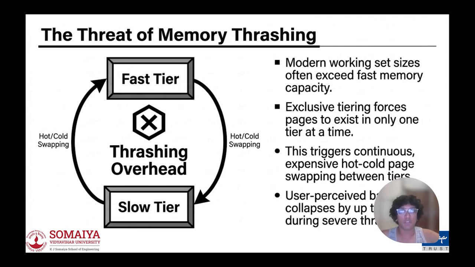The existing approach is what's called exclusive tiering. A page lives in exactly one tier at a time. If a page is hot, it goes to fast memory. If it cools off, it gets demoted to slow memory. The problem is, in real workloads, the working set size frequently exceeds the capacity of fast memory. When that happens, the OS ends up in a continuous loop, promoting hot pages up, demoting cold pages down, promoting again over and over. This is memory thrashing, and the paper quantifies just how bad it gets. User perceived bandwidth can collapse by 95%, not a small degradation, nearly a total collapse. The system spends all its time moving data and almost no time actually computing anything.